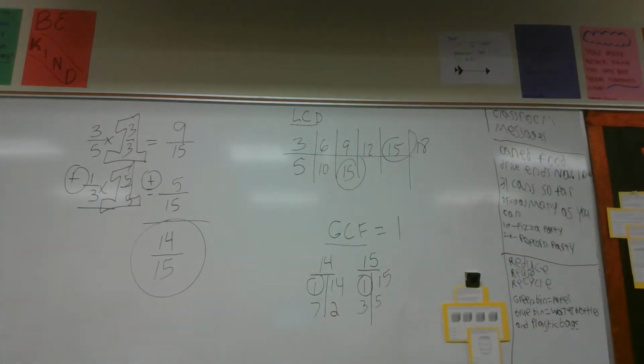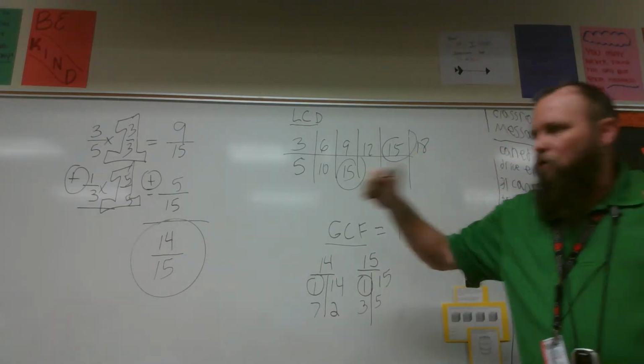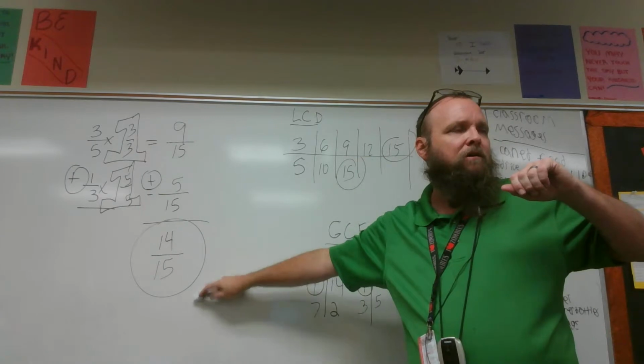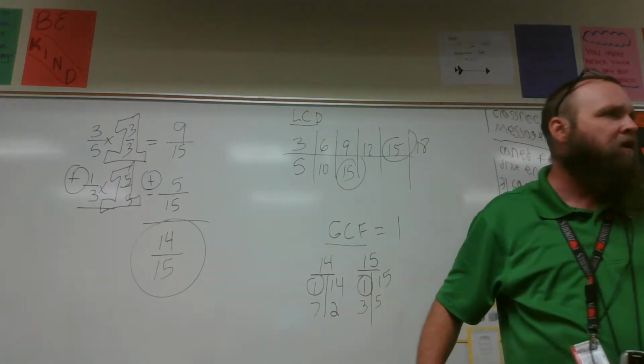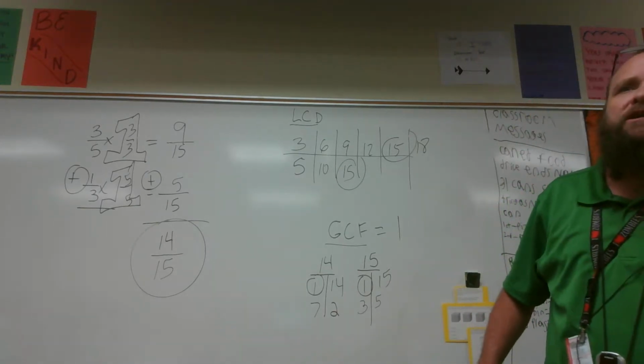Wait, if they had like 2, 3, 4, 5, 6, 7, 8, 15 in common, would that be? Then you would divide your greatest common factor into both your numerator and denominator. We'll work one of those. Okay. But the steps Kayla told us to do.